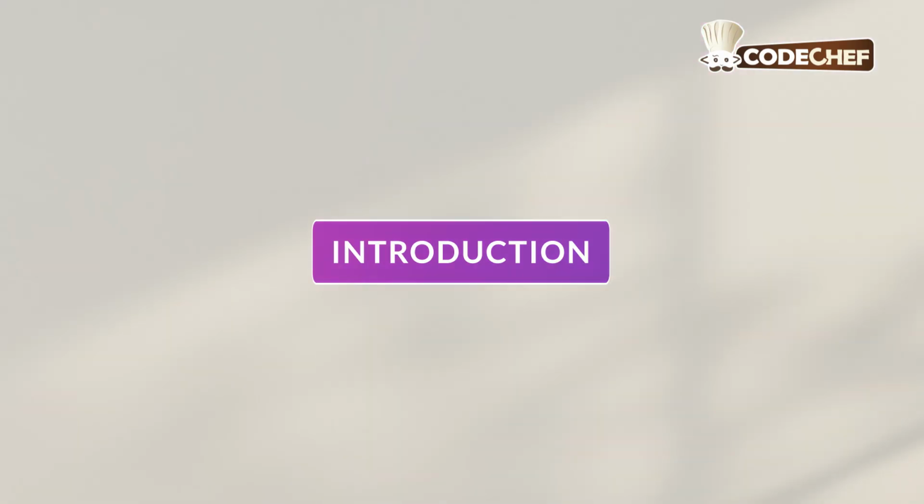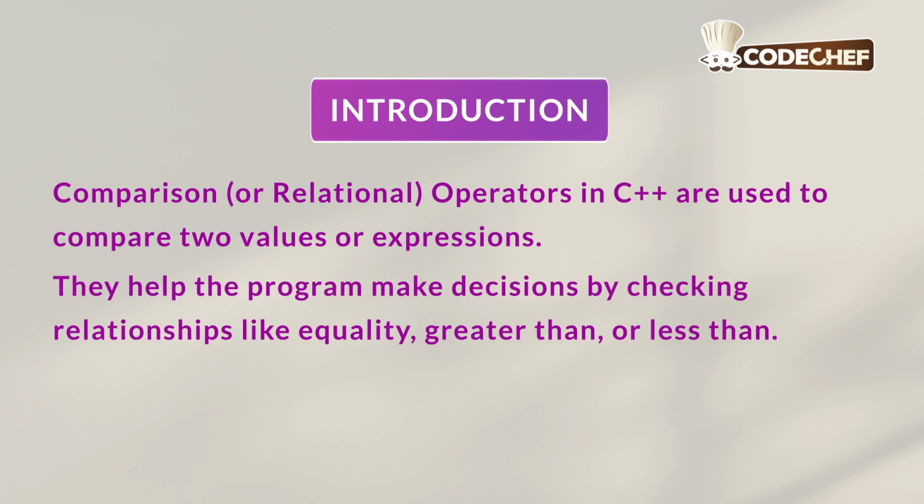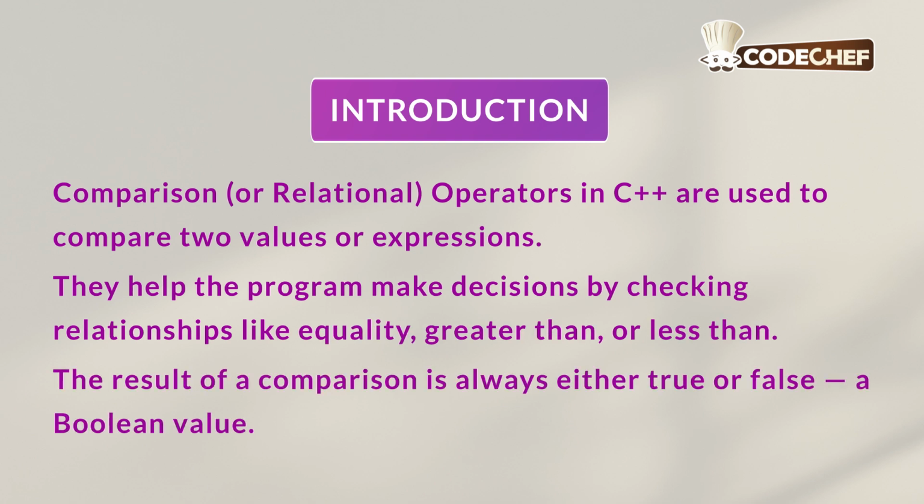Let's start with the introduction. Comparison or relational operators in C++ are used to compare two values or expressions. They help the program make decisions by checking relationships like equality, greater than, or less than. The result of a comparison is always either true or false, which is a Boolean value.